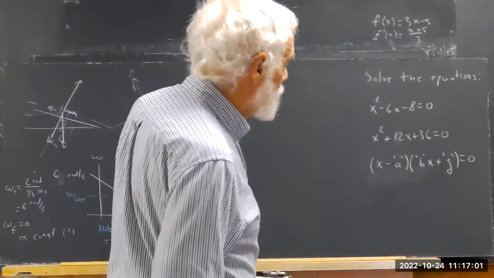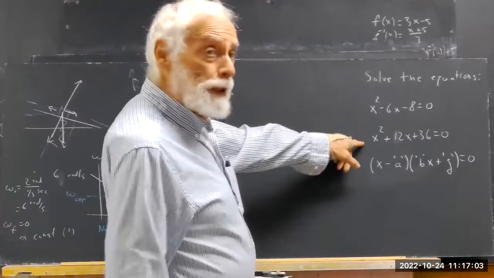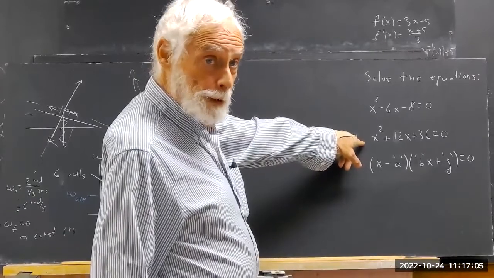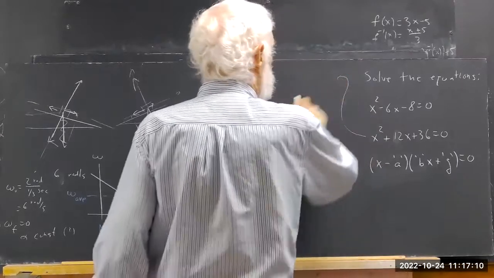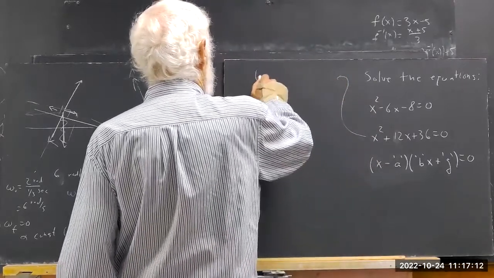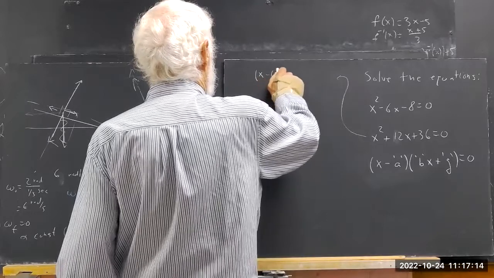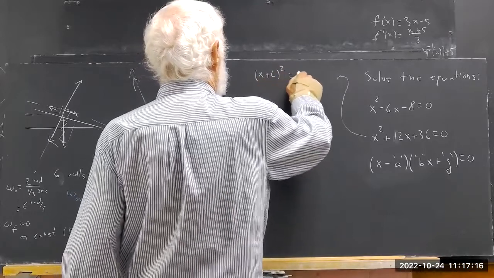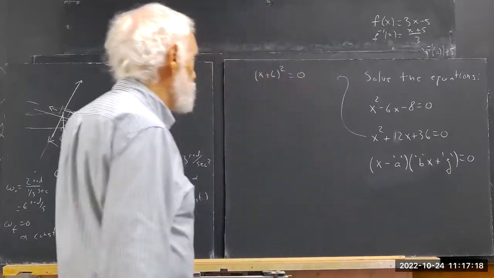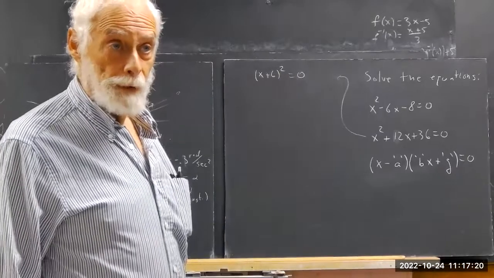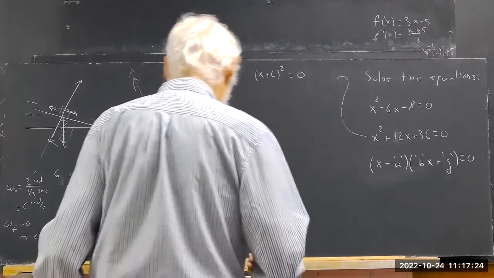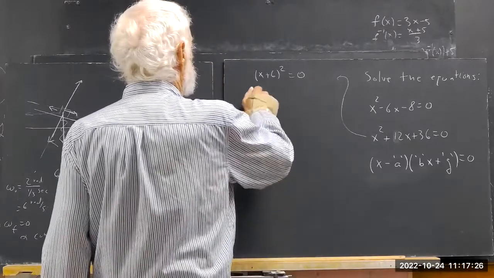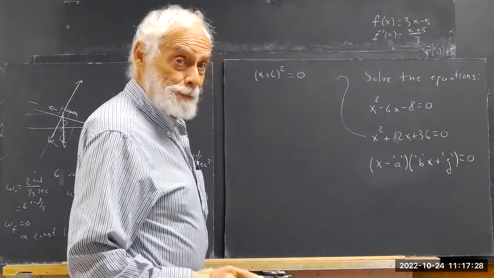Okay. Solve the equations. Everybody got this. That was very good. Okay. I'll do this one first just to emphasize that that's x plus 6 squared, which equals 0. Okay. So everybody got negative 6. Okay.